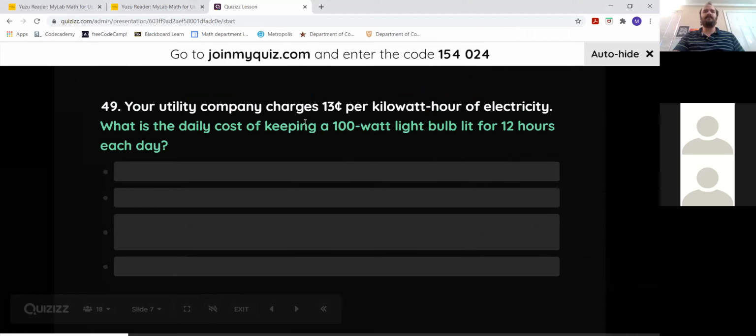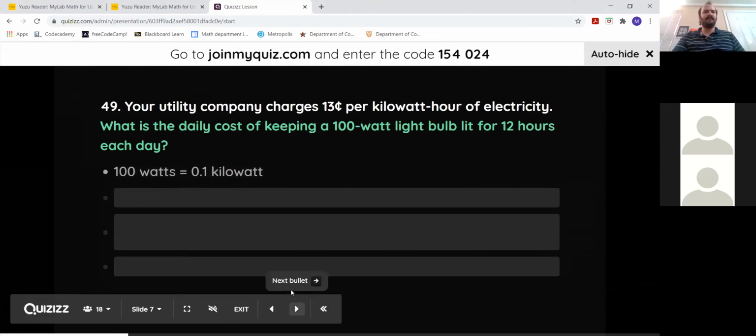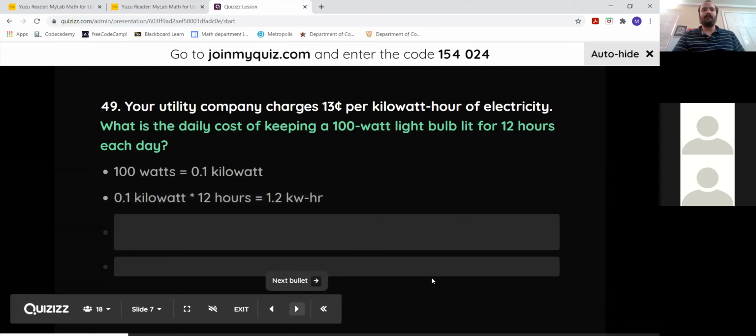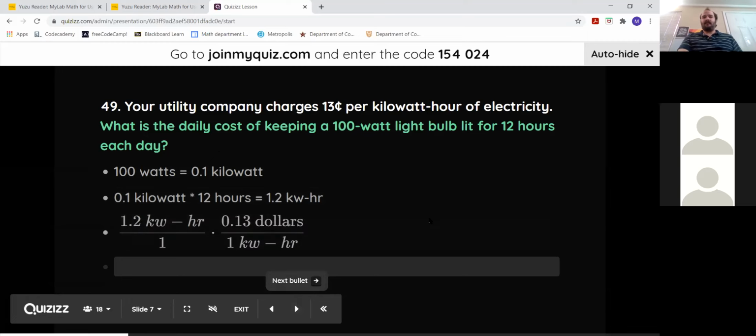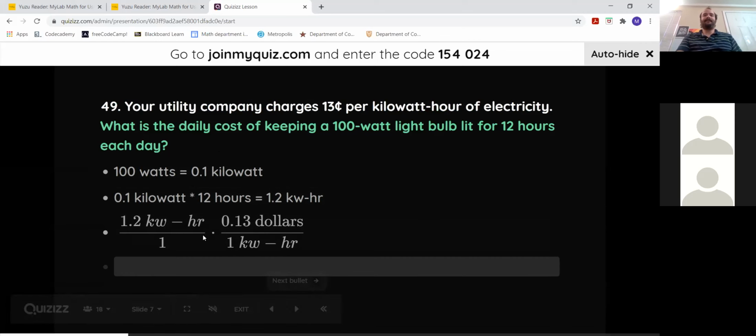All right, so what's the daily cost of a 100-watt bulb? Some of this I talked about, but the first thing we want to do is convert the watts to kilowatts because our charge is in kilowatt hours. So we want to convert this to kilowatts. We have hours here. So 0.1 kilowatt times 12 hours would give us the 1.2 kilowatt hours that we're using. If we do 1.2 kilowatt hours, and we know it is 0.13, the equation editor does not let me use the dollar sign for some reason. So that's why I have the word dollars written out every time you see I do it with the equation here.